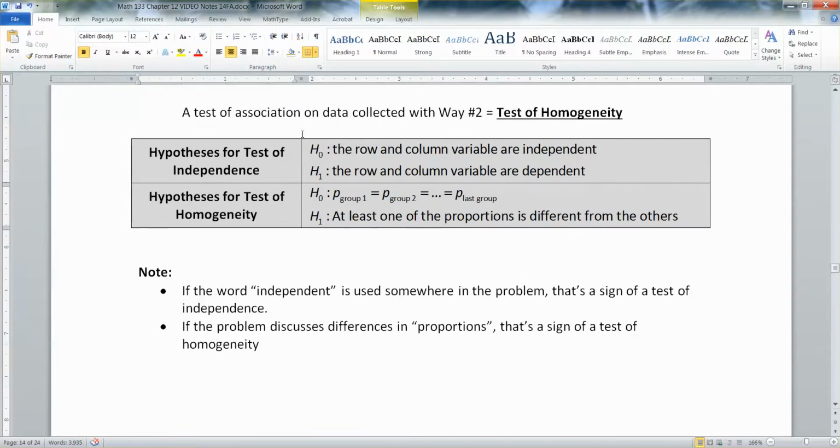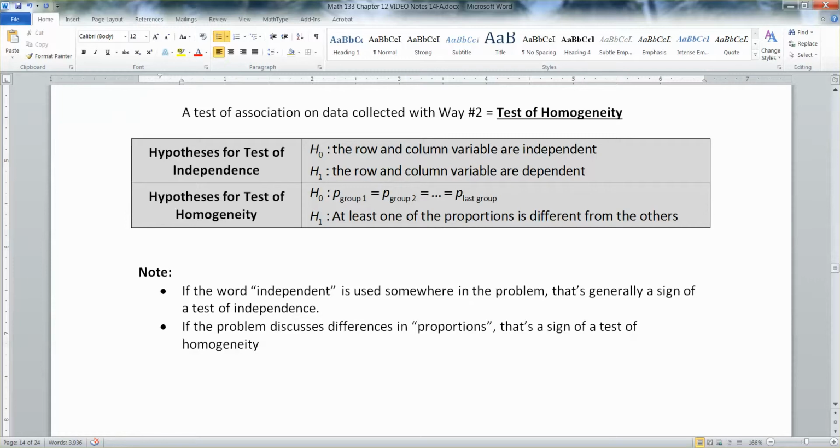Okay, so if the word independent is used somewhere in the problem, that's generally a sign that it's going to be a test of independence. Now, that's not 100% sure, but it's very, very frequent.